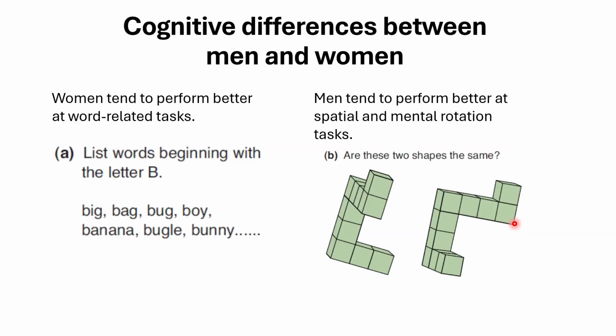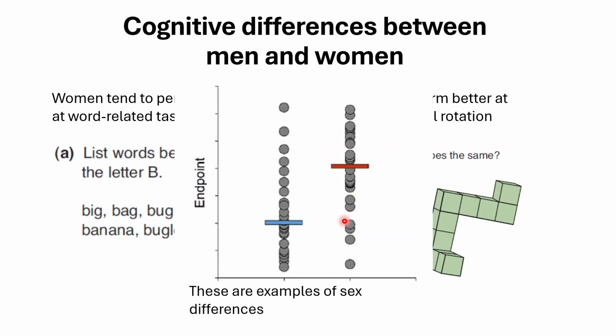An example of this would be looking at these two shapes and determining if they are really the same shape, just rotated from each other, or if they are two different shapes. Men tend to do better on these tasks than women. But again, I say tend because it's a difference, right? You can do this task. So say in the mental rotation task, maybe men are scoring higher than women on average, but you can find some women who do this task very, very well, better than all the men.